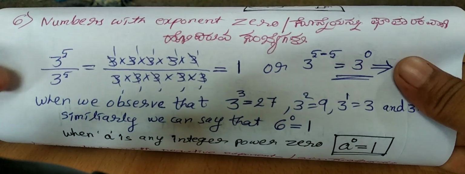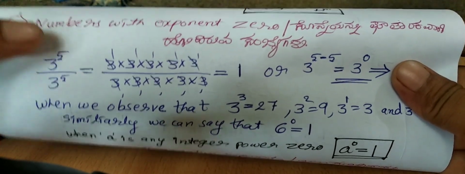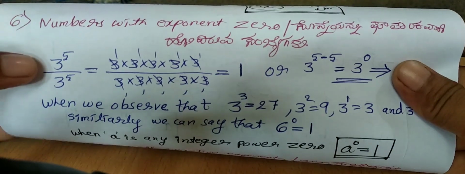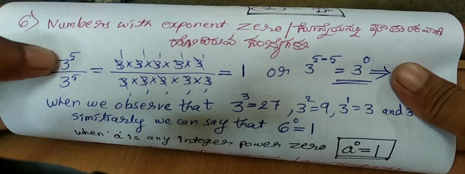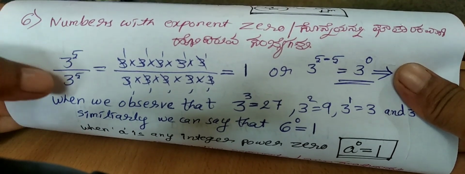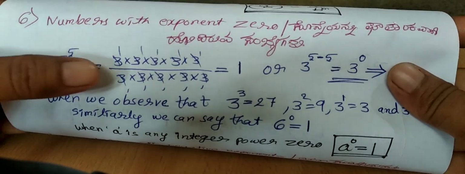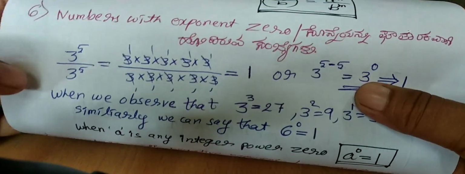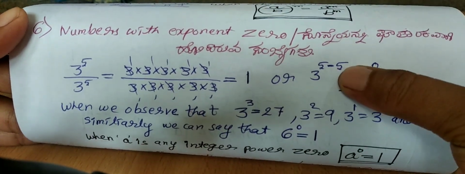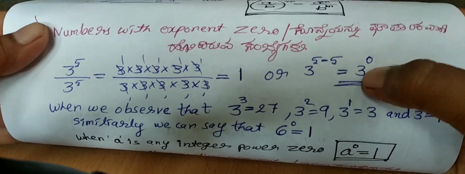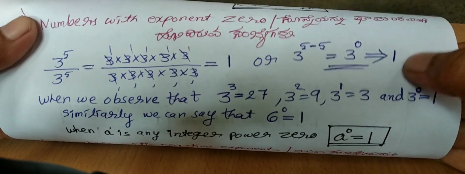3 to the power 5 divided by 3 to the power 5. See, here the bases are the same and the powers are also the same. Both bases and exponents are the same. One is in the numerator, one is in the denominator. When it is calculated, it reduces to 1. 3 to the power 5 minus 5 reduces to 3 to the power 0. That value we get as 1.